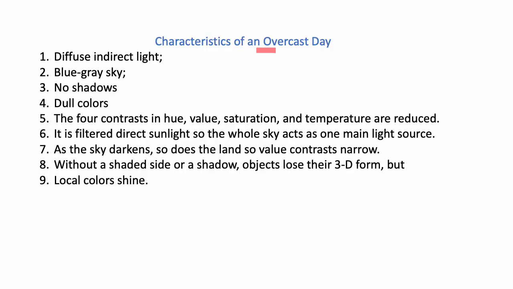Let's summarize the characteristics of an overcast day. It has diffuse indirect light because we don't know where the sun is or the direction of the light. And the sky is a blue-gray, not that cyan blue that we get on a sunny day. There are no shadows and the colors are dull. And the 4 contrasts of hue, value, saturation, and temperature are reduced compared to a sunny day. It is actually filtered direct sunlight, so the whole sky acts as one main light source. And as the sky darkens, the land also darkens, so the value contrasts narrow.